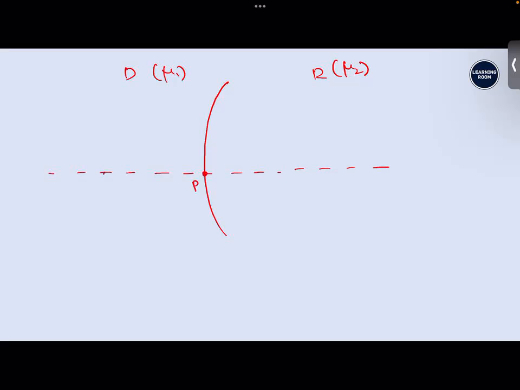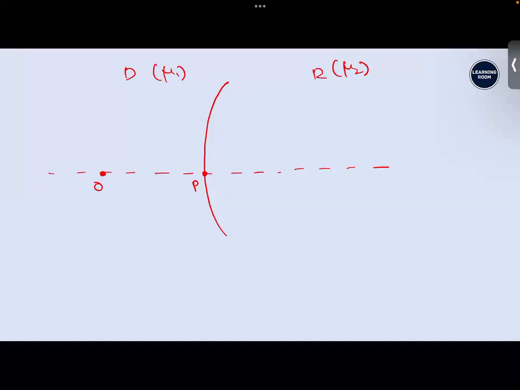Now my question is, if I have the same surface like this, and this is a denser medium, this is a rarer medium, if this is mu1 and this is mu2, and I keep an object here, then how do you find the location of the image for this? First draw the ray diagram for this. After that, apply the same logic that we did yesterday and derive that expression. Derive.